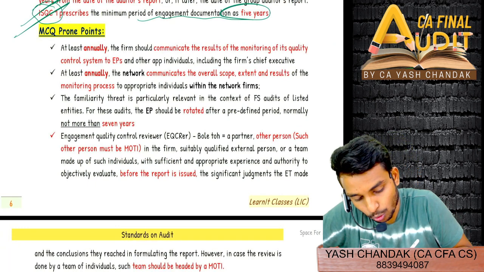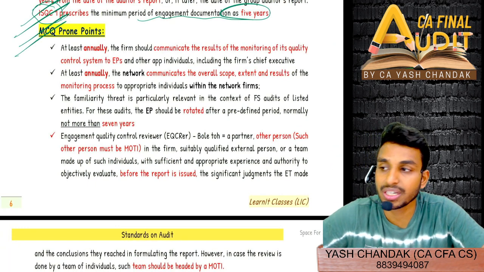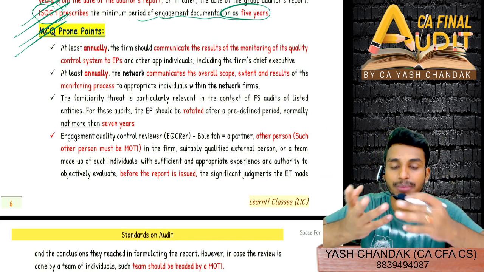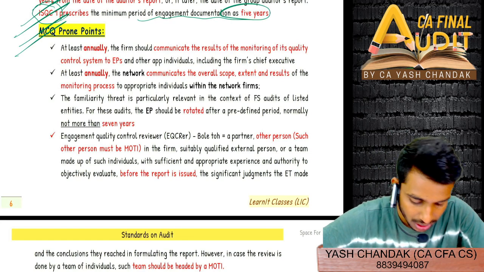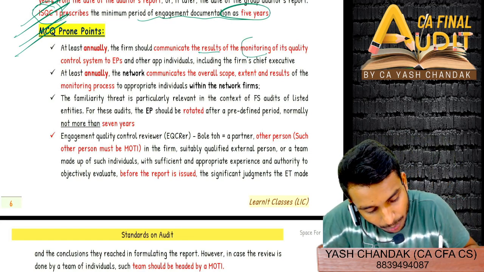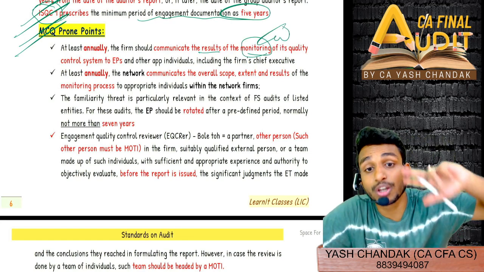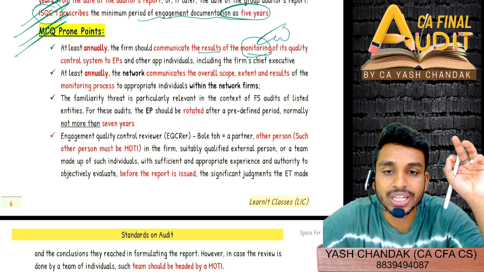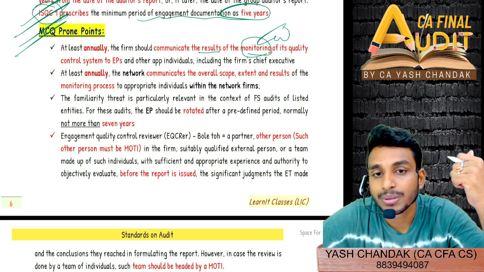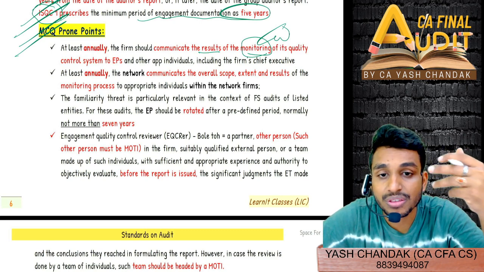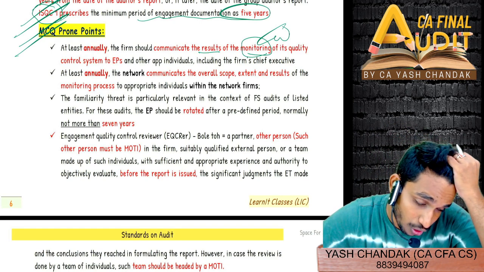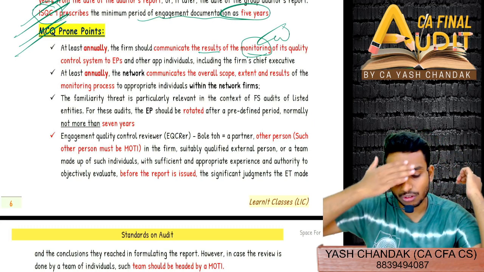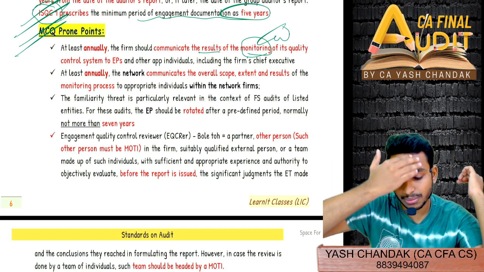Now you can see MCQ-prone points I have written specifically, separately, based on whatever points I have found from the bare standard. So first, at least annually you have to communicate the results of the monitoring. Do you remember, monitoring is one of the elements of quality control: leadership, evaluation of performance, acceptance and continuance of client relationship, monitoring. The results of the monitoring of its quality control system go to engagement partners.